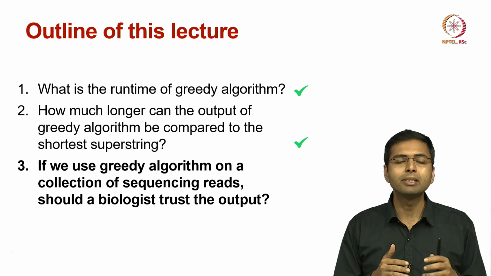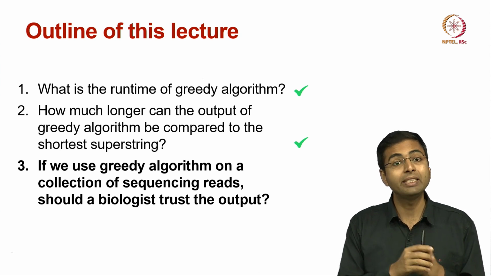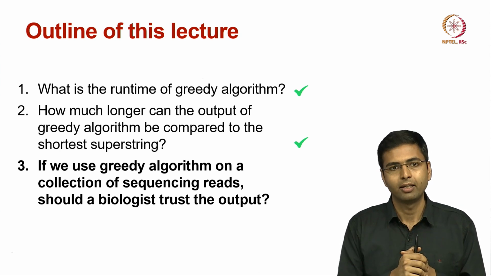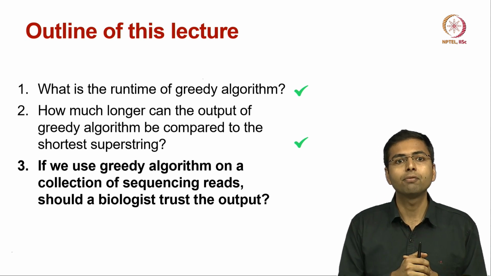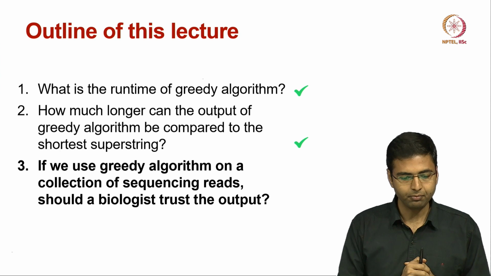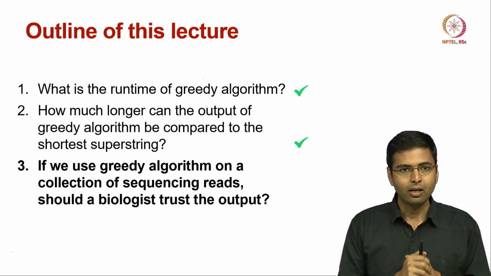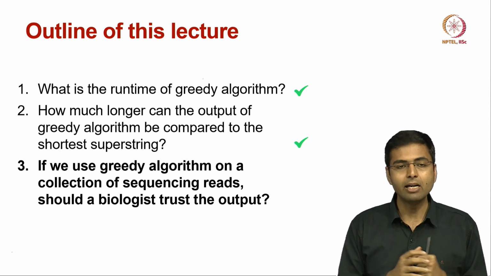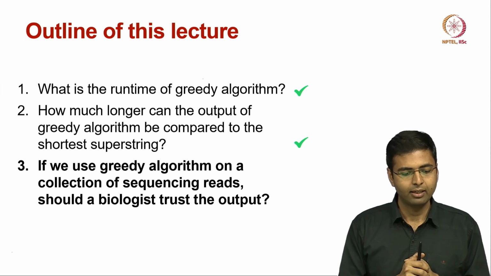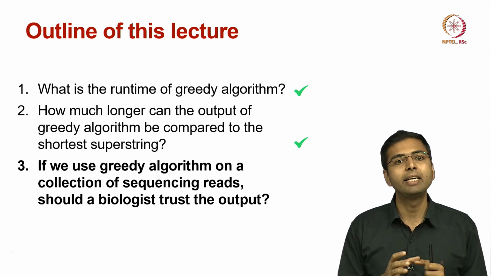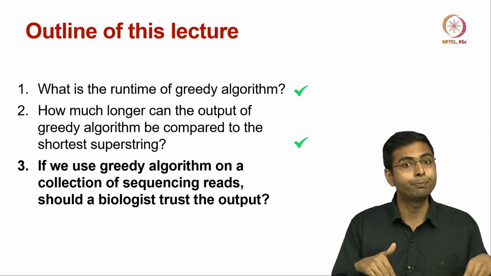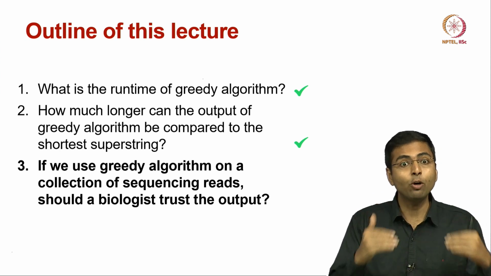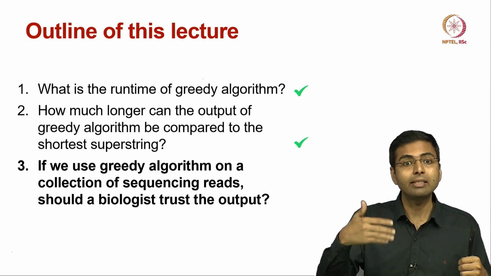Now, this confirms that the output of the greedy algorithm cannot be significantly longer than the shortest superstring. That is, the output of the greedy algorithm is within a constant times factor of the shortest superstring output. Now, let us move to the third and final question for this lecture, that is, can we use the greedy algorithm on a collection of sequencing reads in practice? That is, whatever output the greedy algorithm is producing, can we hand over that output to a biologist and ask them to trust the output?